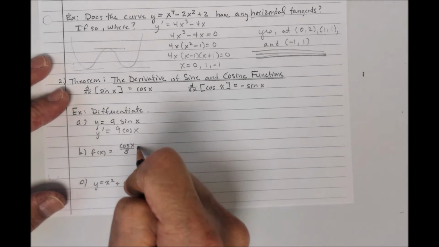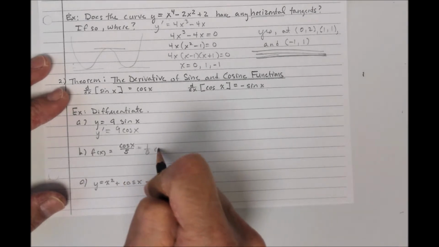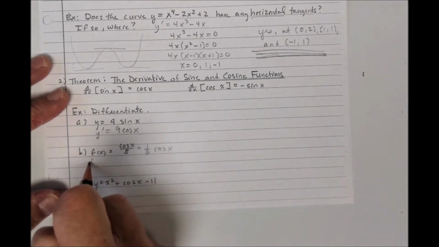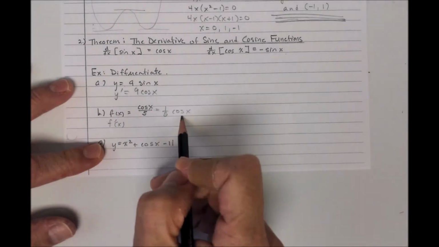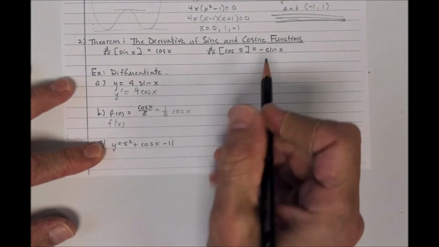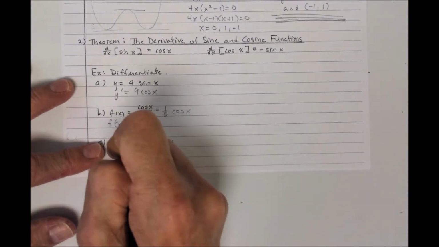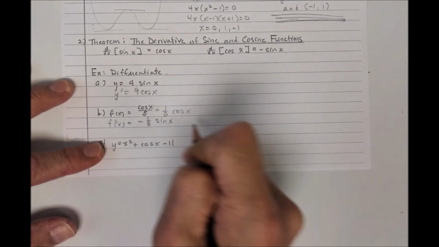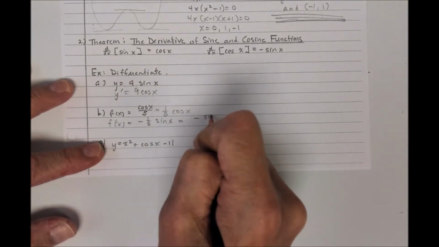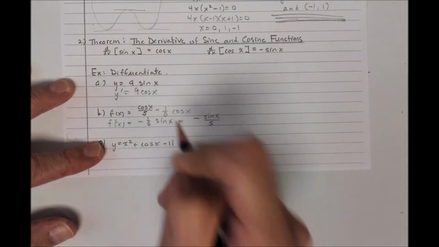I'm going to think of this as 1/5 cosine of x, and f prime of x, well, the derivative of the cosine of x is negative sine, so this would be negative 1/5 sine of x, or if you want to, you could write this as negative sine of x over 5. I think this is just as good.